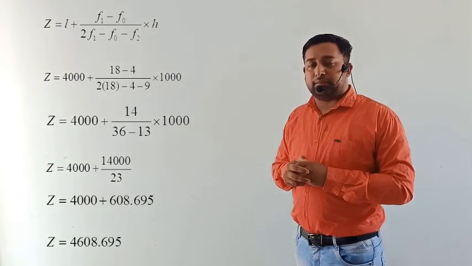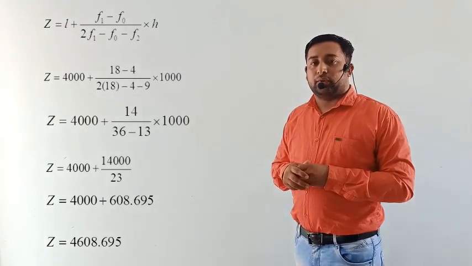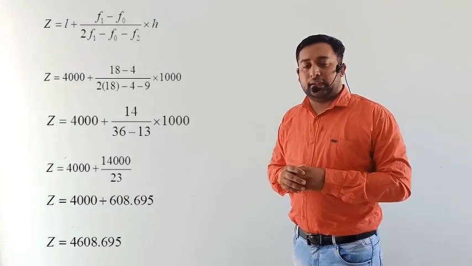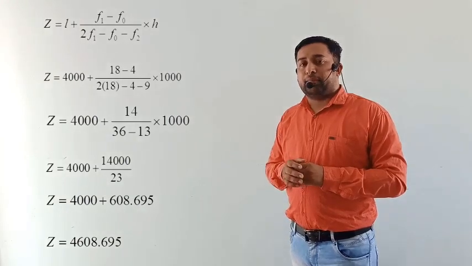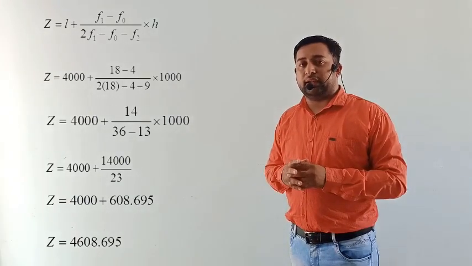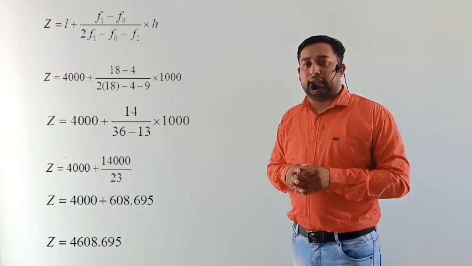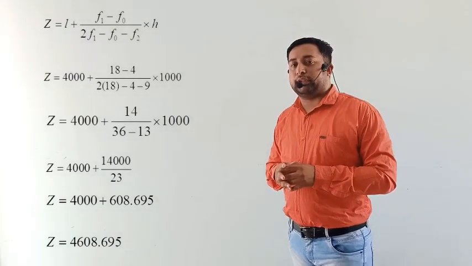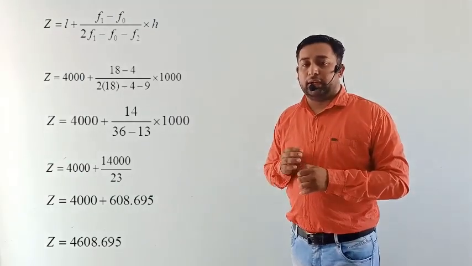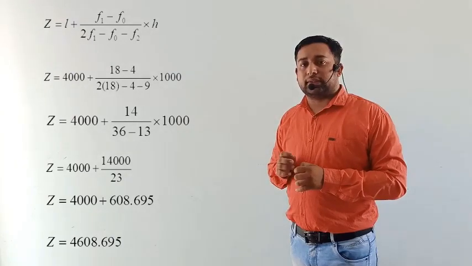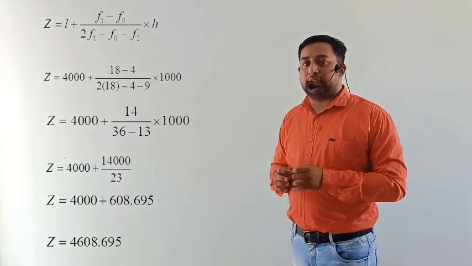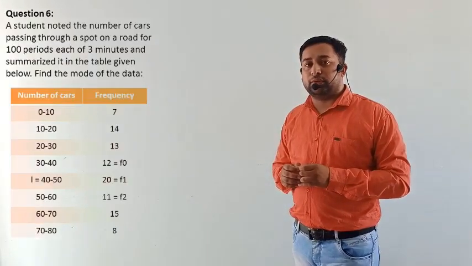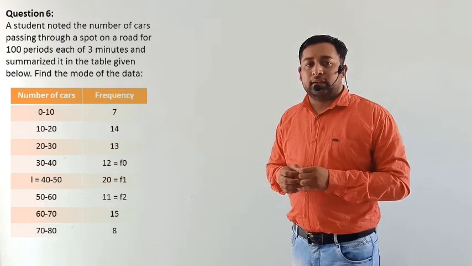Dividing 14,000 by 23 will give you 608.695. Adding this 608.695 to 4,000, your mode will be 4,608.95.